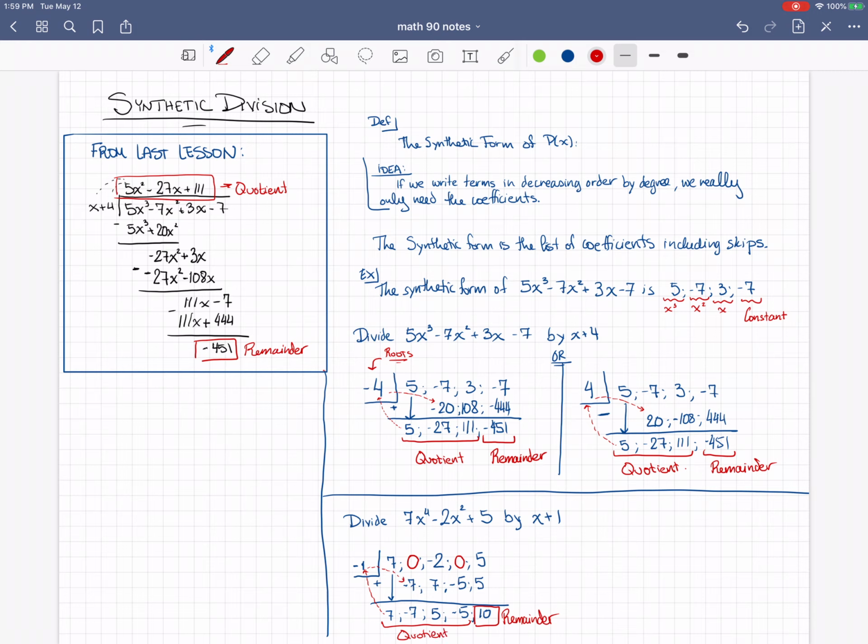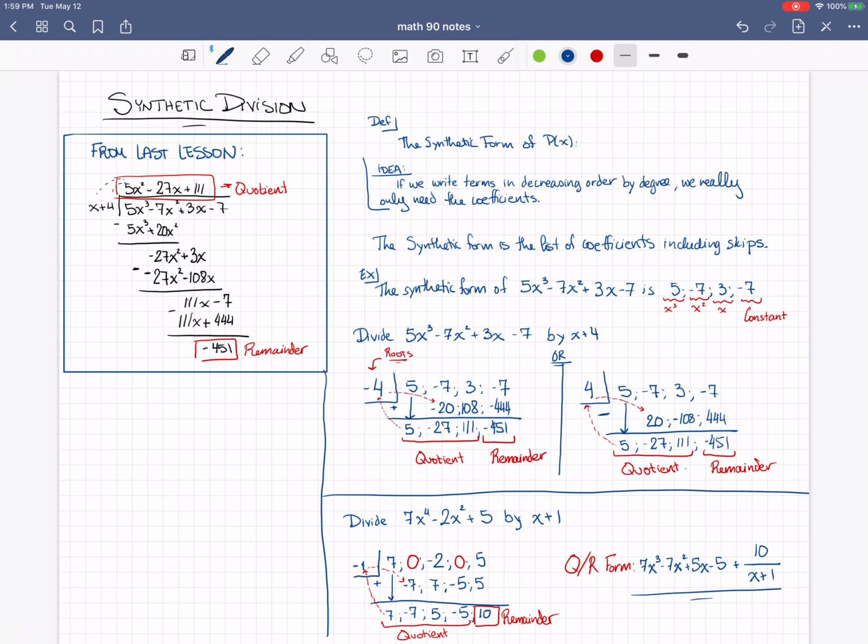So if we wanted, I'm actually going to write it here, the quotient remainder form would be, so what I'm doing here is I'm reconstructing the quotient from its synthetic form. The -5 is the constant term, then the 5 is the x, the -7 is the x squared, the 7 is x cubed. 7x cubed minus 7x squared plus 5x minus 5 plus 10 over x plus 1. So that is synthetic division.